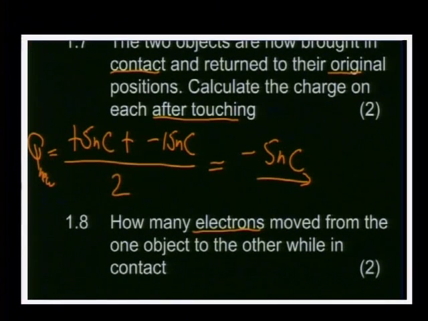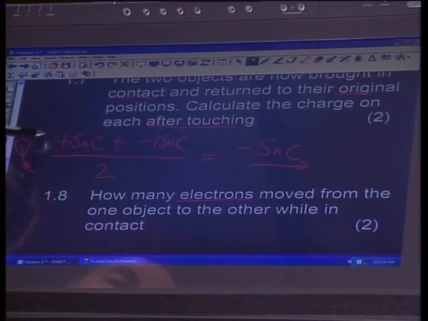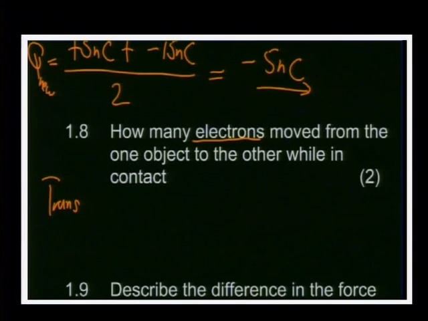Let's see what happens over here. To get from plus 5 to minus 5 is a difference of 10. I think you can see that. That's not too difficult. And so we would have a transfer of 10 from this one to this one, and that would leave minus 5 on that side. So we know that there's been a transfer of 10 nanocoulombs, minus 10 nanocoulombs, from the one that was originally minus 15 to the one that was plus 5 nanocoulombs. So there's a transfer of minus 10 nanocoulombs.